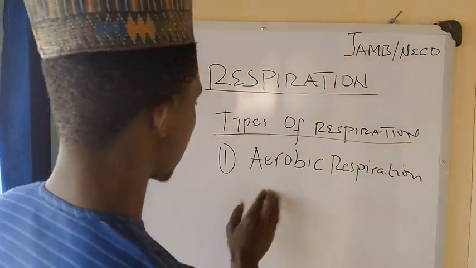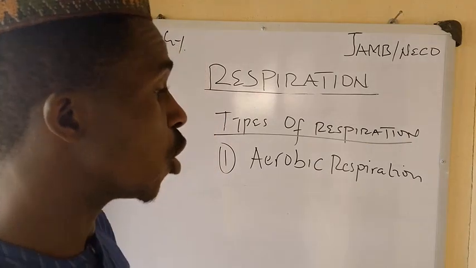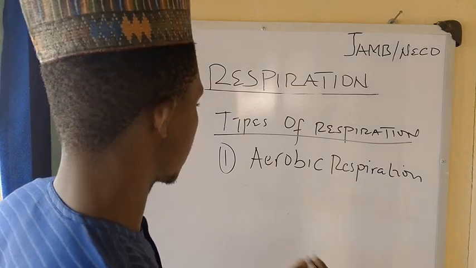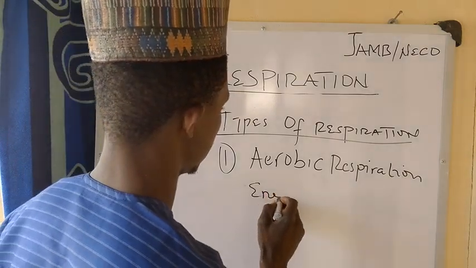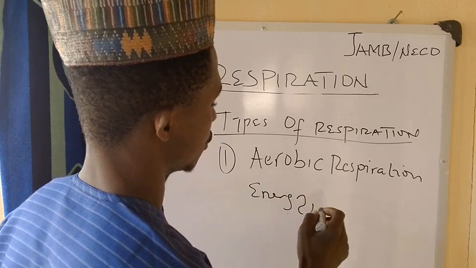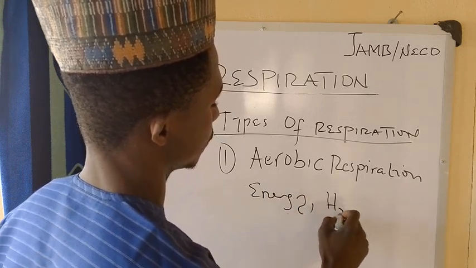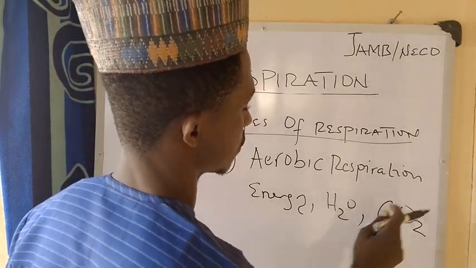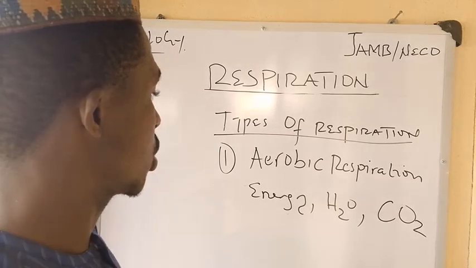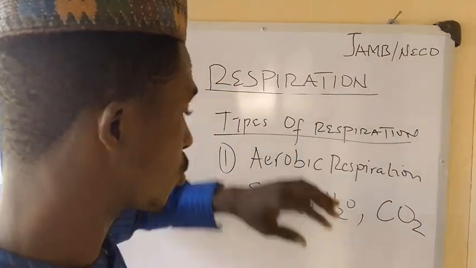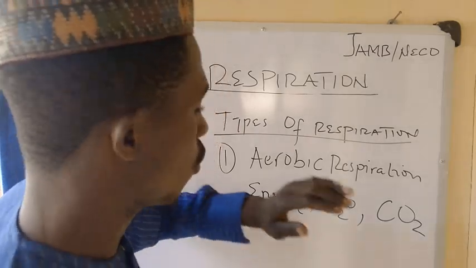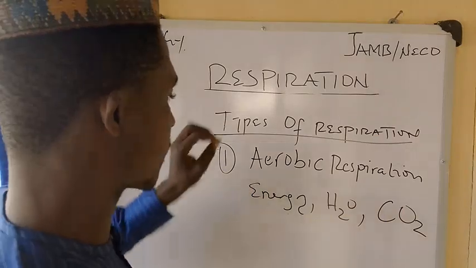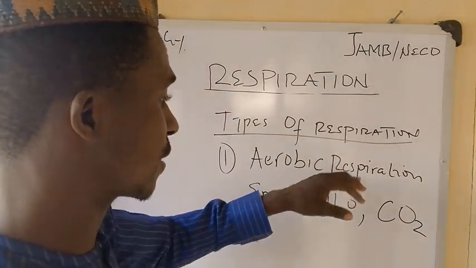So in this very particular type of respiration, the glucose in the cell is broken down to give us energy, water, and carbon dioxide. Hope we are following. So in this type of respiration, the byproducts we are obtaining are what? Energy, water, and carbon dioxide. Very, very important. So the difference is that this one takes place in the presence of what?